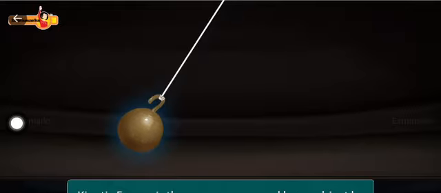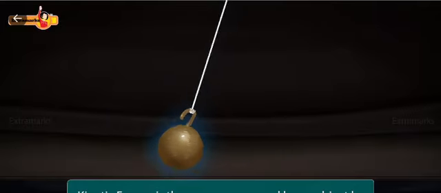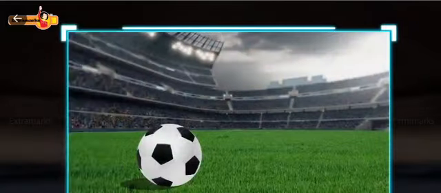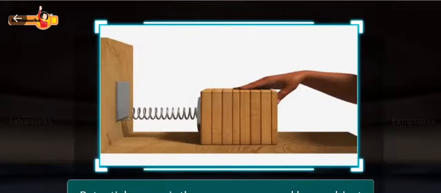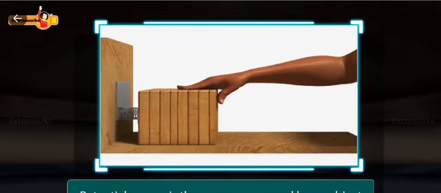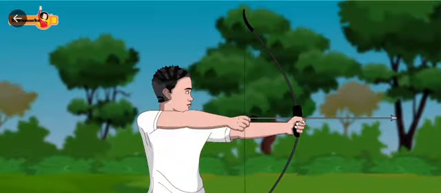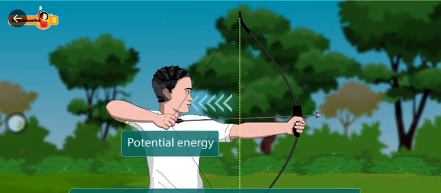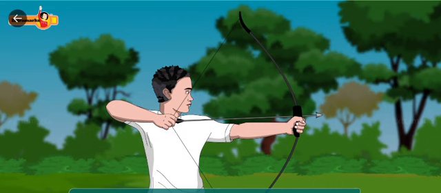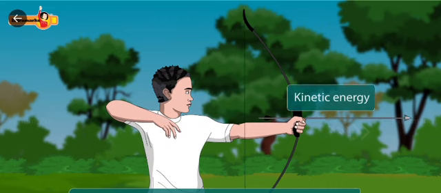Kinetic energy is the energy possessed by an object by virtue of its state of motion, such as a ball in motion. The potential energy is the energy possessed by an object by virtue of its position, such as a compressed spring. One form of energy can be converted into another form. When the string of the arrow is released to shoot an arrow, then the potential energy of the bow changes into the kinetic energy of the arrow, due to which it comes into motion.